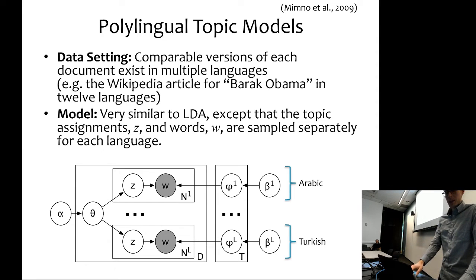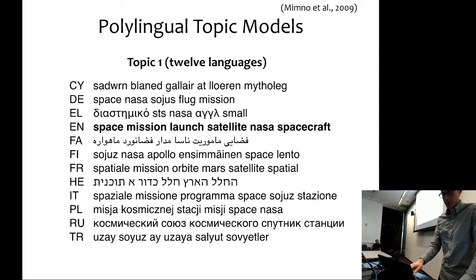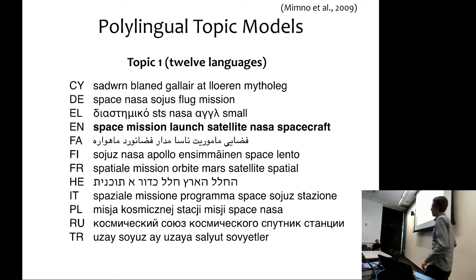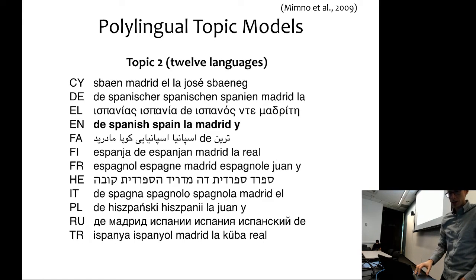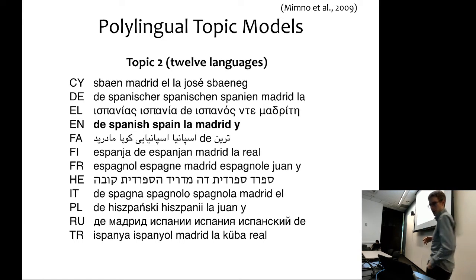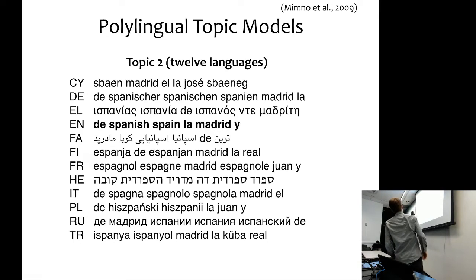Okay, so polylingual topic models, you can similarly learn that there might be some topic like this one, and the same topic is reused across 12 different languages, learned on Wikipedia, and all of these tend to be hopefully about space travel. Okay, so this is another topic that tends to be about Spain or Spanish.